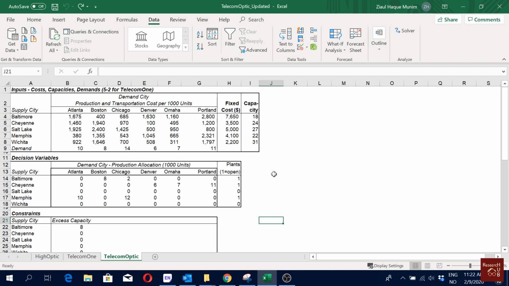Okay, so that's how we can solve a mixed integer linear programming model. Here in this program we have the components of integer programming and also the linear optimization. So we combine both of them.